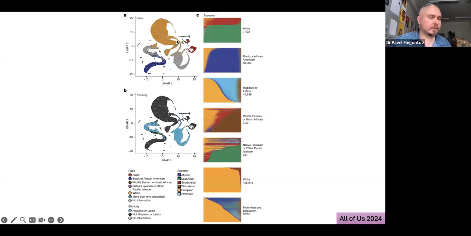And sometimes these methods are also used in population genetics. Here I'm showing this famous figure from the All of Us paper released this year. They decided to show Americans not on PCA, but on a UMAP plot, which actually caused a lot of controversy because this space has very little connection to ancestry, but it does show some local groups.